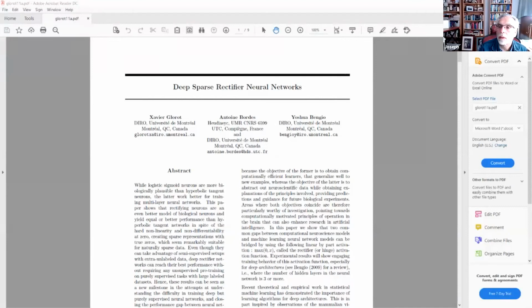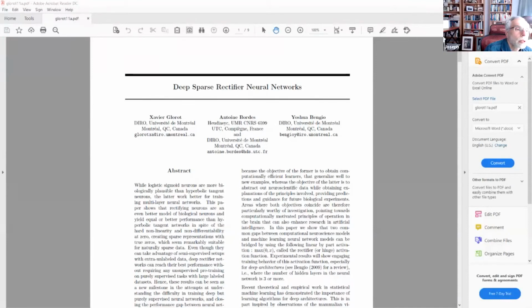So, am I sharing the right thing? This deep sparse rectifier neural networks, is that the paper that you? Yes. Okay. No, we cannot see it right now. Let me stop share, and then share the right thing. So let's see, share screen. Sharing it now? Yep.